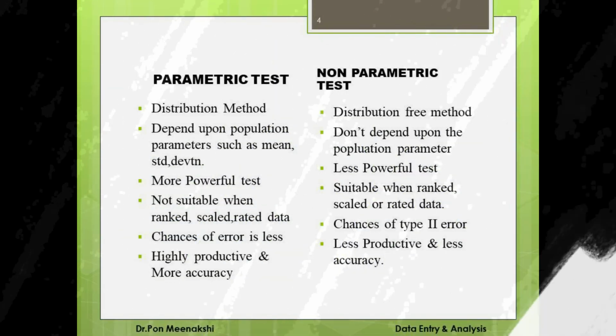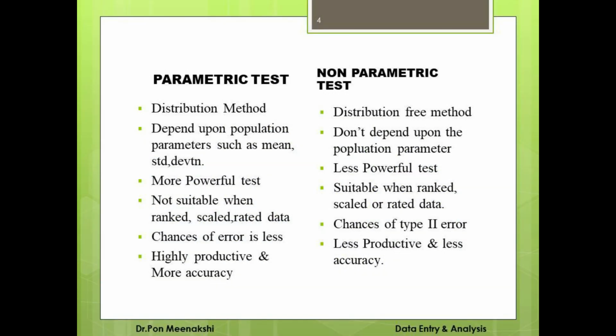Now we'll move on to the next slide about the difference between parametric and non-parametric tests. Parametric test, examples Z, T, F, ANOVA test. It is a more powerful test. It is a distribution method. It depends upon population parameters such as mean, median, mode, standard deviation. But it is not suitable for rated scale, ranking, but the chances of error are less.